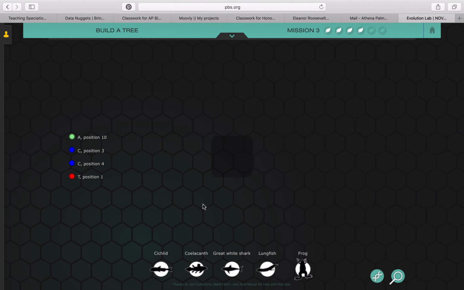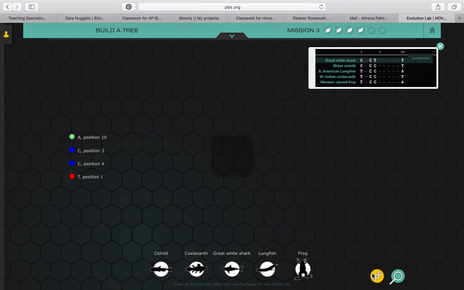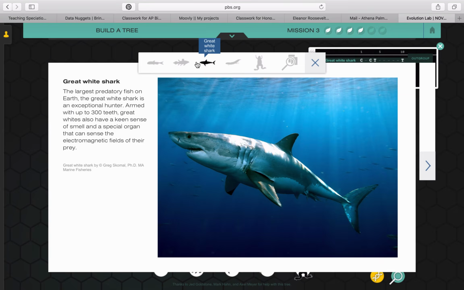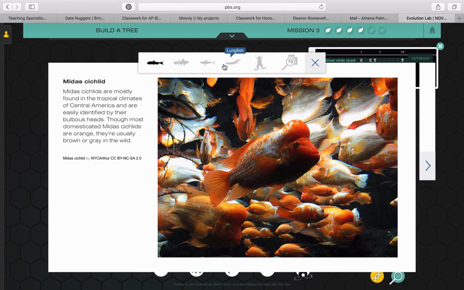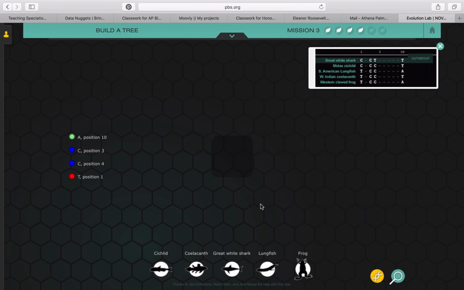This one tells a little bit more though. Taking a look at this one, again we pull up the DNA, and again we could use the morphology and the information about the organisms and see what they look like, everything. And it says here the outgroup is the great white shark. So compared to all the rest, it has the most different DNA from everybody else. And then we want to take a look and see what else is going on here. Compared to the great white shark, the organism that's most similar to it is the Midas cichlid.